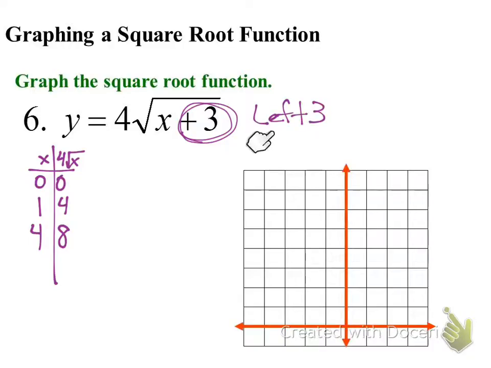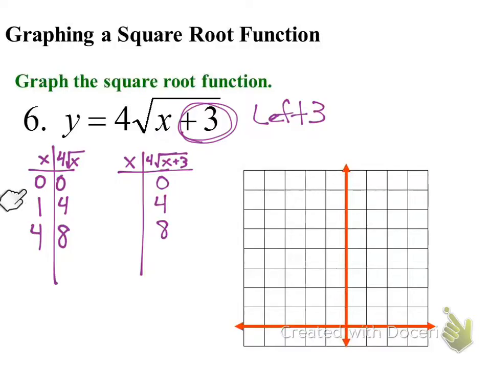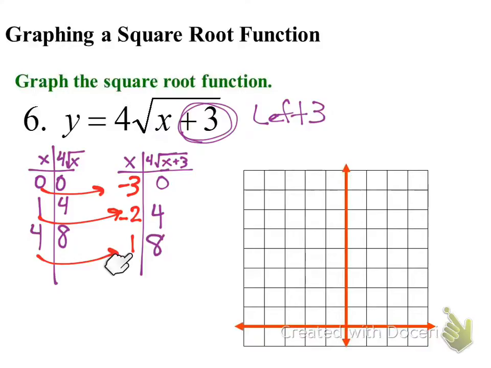That means I'm going to subtract 3 from all of my inputs. My outputs do not change. It's my inputs that are only subtracting 3. So my old input of 0 now becomes negative 3. My old input of 1 now becomes negative 2. My old input of 4 now becomes 1. I realize my numbers aren't lining up here. These are going to be my new points, and graph it.